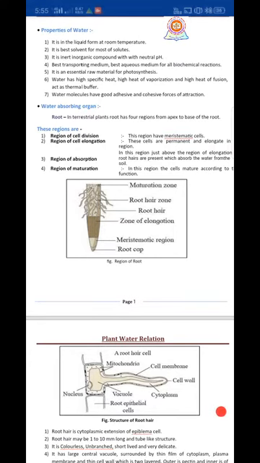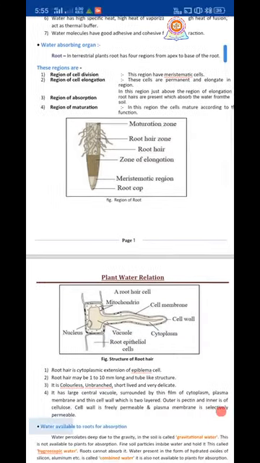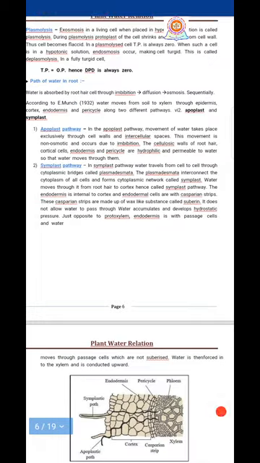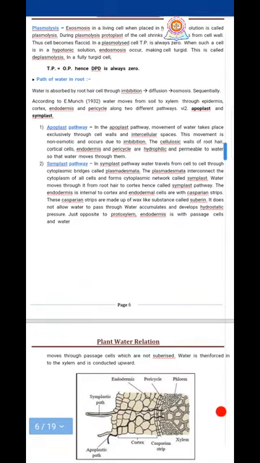In this lecture, we are going to discuss the path of water in the root. Water is absorbed by the root hair through imbibition, diffusion, osmosis sequentially.